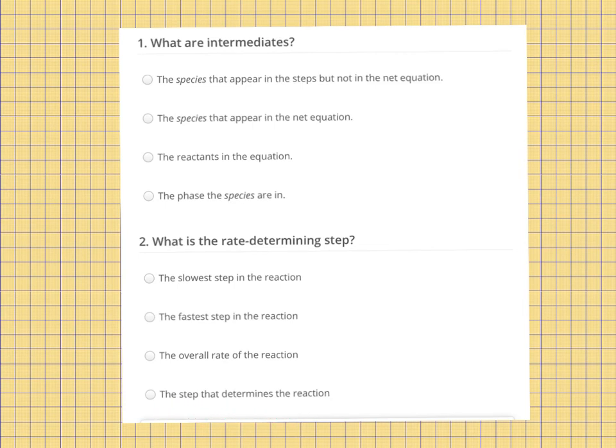An intermediate is the species that you don't see in the net equation. It's something that's produced and then gets used up. So, it's the species that appear in the steps, but not the net equation. Well done if you got that correct. And the rate determining step is simply the slowest step in the reaction.